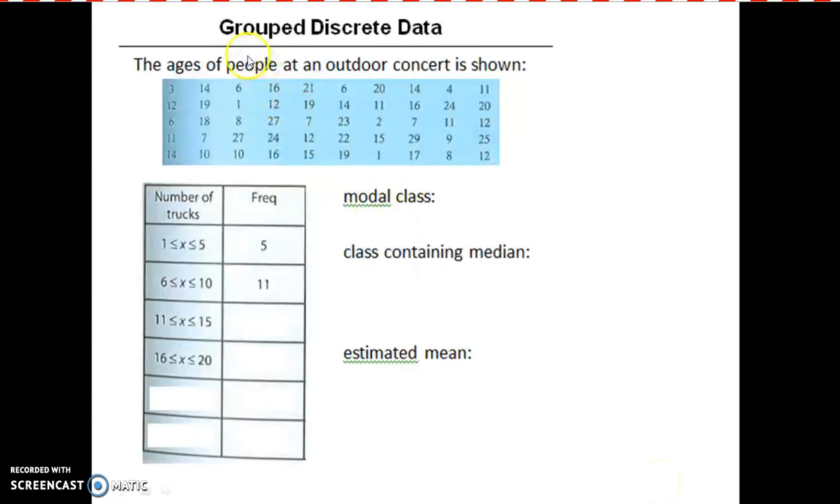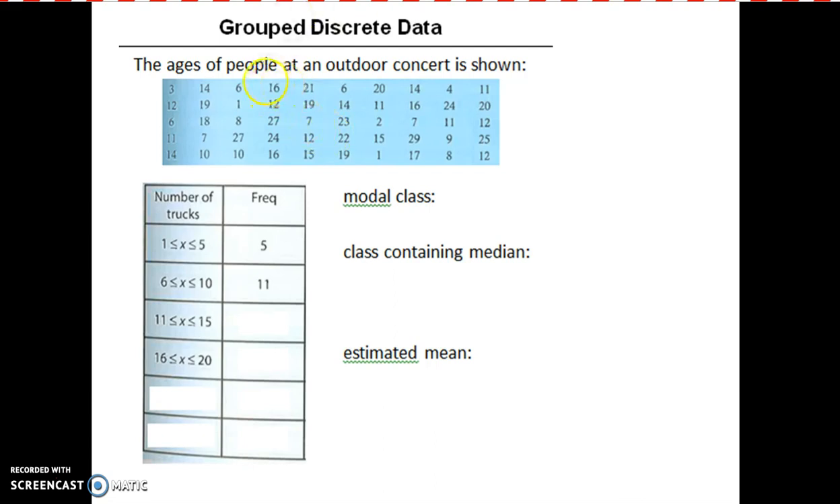Now let's look at the second one. This is grouped discrete data. So again, this is discrete data as well, because look at this, it's the ages of people at an outdoor concert. Ages can just be whole numbers, so that's discrete data. It's like a counting number.